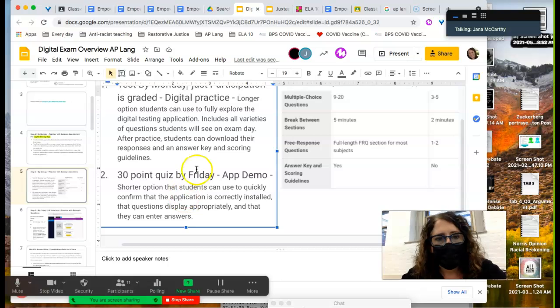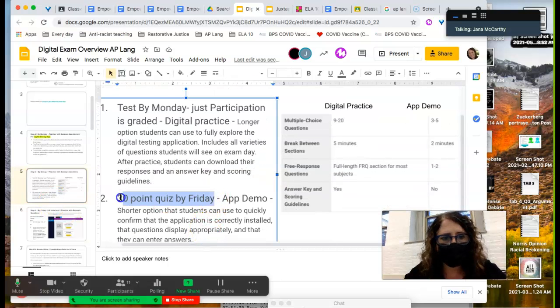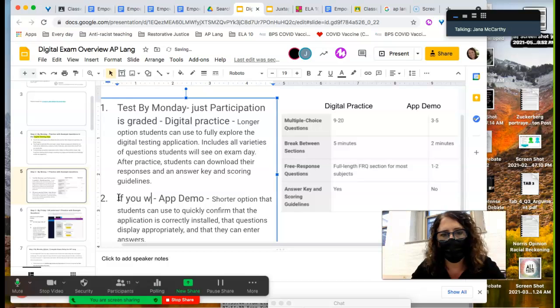Fine, okay. If you want to go further, I'm going to take this away. I'm going to say if you want, do the app demo. The app demo is a very, very short version, 3 to 5 questions, no essay.